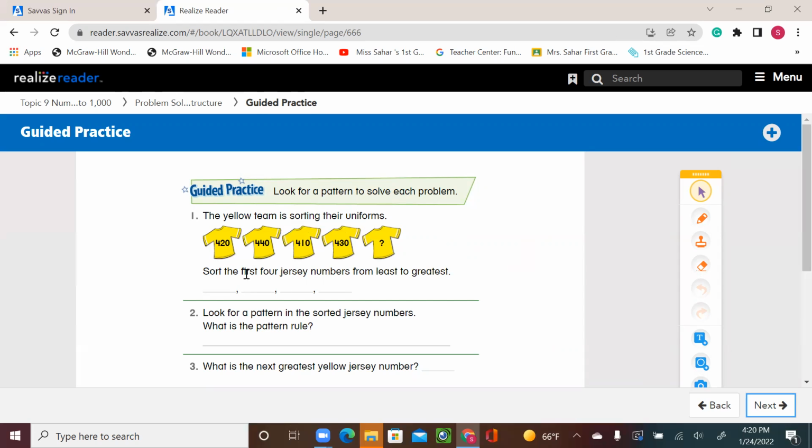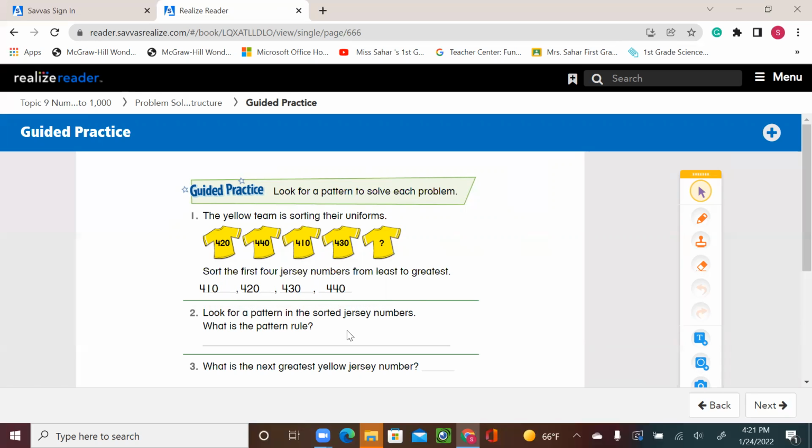So now let's see. I'm going to sort the first 4 jersey numbers from least to greatest. That means I'm starting with the smallest number. I can tell 410 is the least number in the shirts. So 410, then 420, 430, 440. So let's put the numbers down. Now let's look for a pattern. 410, 420, 430, 440. What's next? Very good, 450.